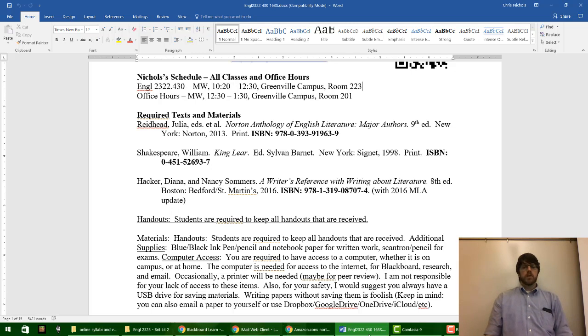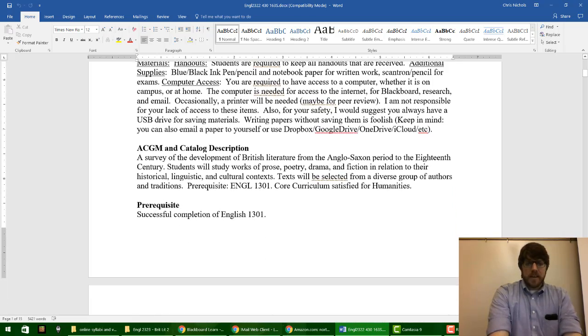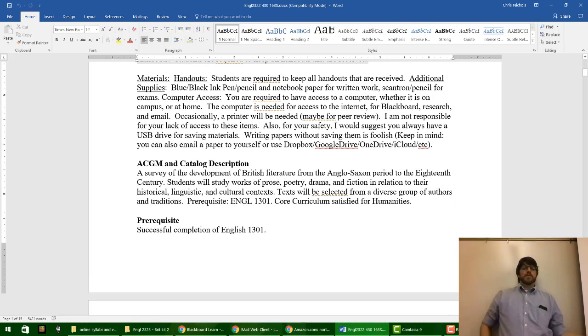So, also, handouts. You're required to keep all handouts that are received. And we're back to the syllabus. Bless you. I suggest having a blue or black ink pen, pencil, notebook paper for written work, Scantron pencil for exams. Now with computer access, you're required to have access to a computer, whether it's on campus or at home. The computer is needed for access to the internet for Blackboard, research, and email occasionally.